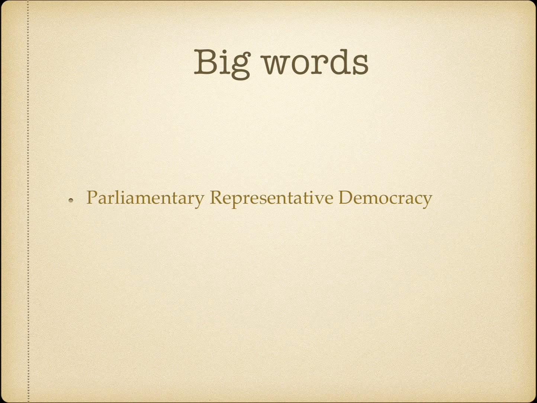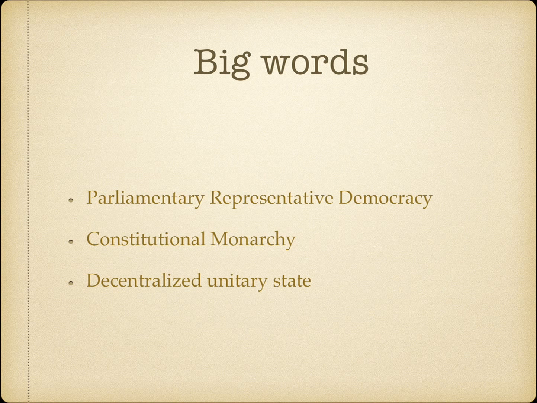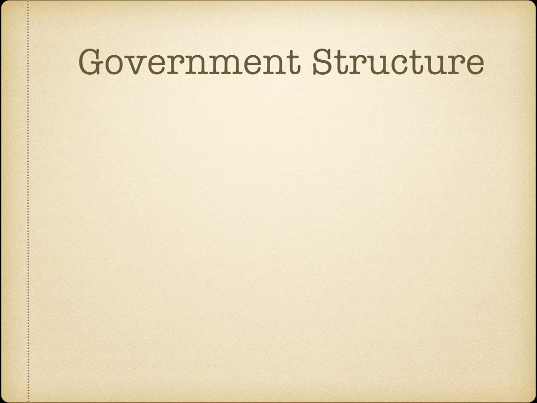This country is a parliamentary representative democracy, which means that it has a parliament made of representatives elected democratically. It is also a constitutional monarchy, which means that it has a king or a queen, but they have a limited amount of power. It is also a decentralized unitary state, which means that it has many provinces, but it's all one state. So here's the government structure.